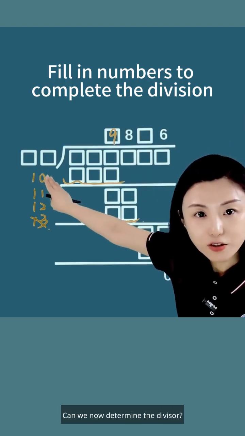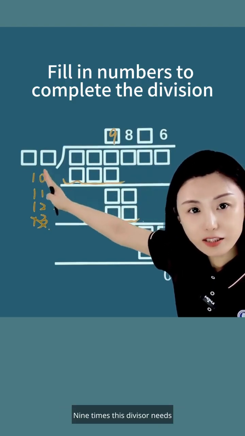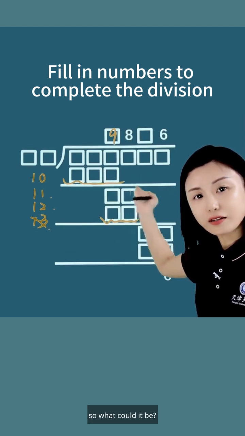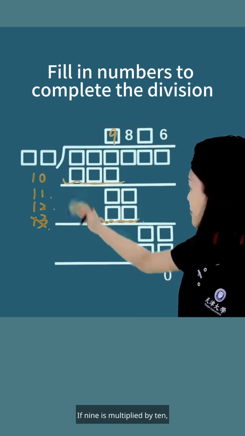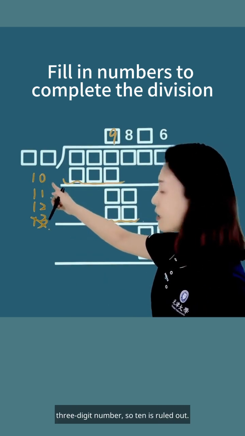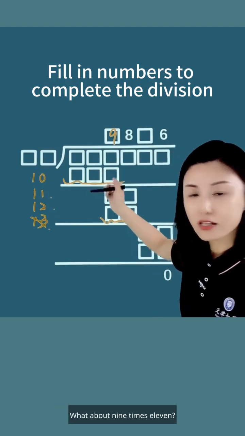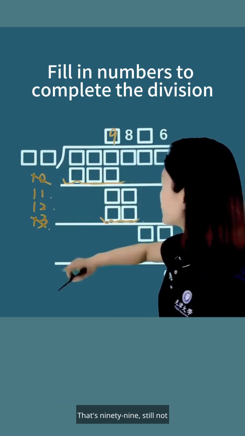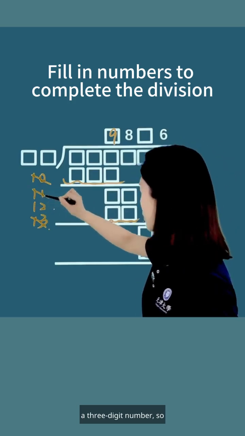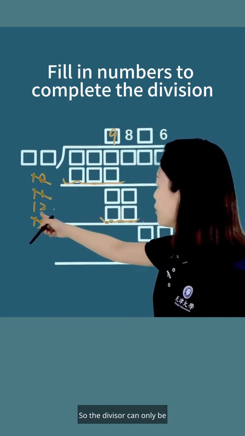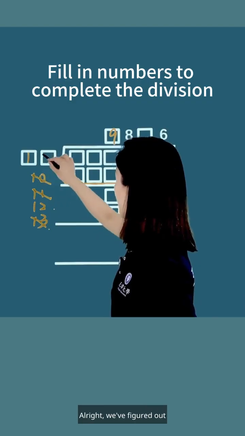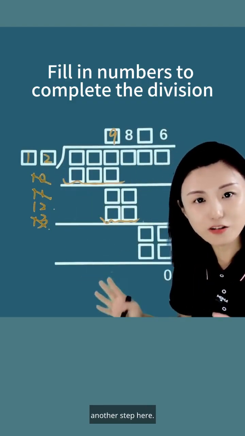Can we now determine the divisor? 9 times this divisor needs to equal a three-digit number. So what could it be? If 9 is multiplied by 10, that's 90, which isn't a three-digit number. So 10 is ruled out. What about 9 times 11? That's 99, still not a three-digit number. So that's ruled out too. So the divisor can only be 12, right? All right, we figured out another step here.